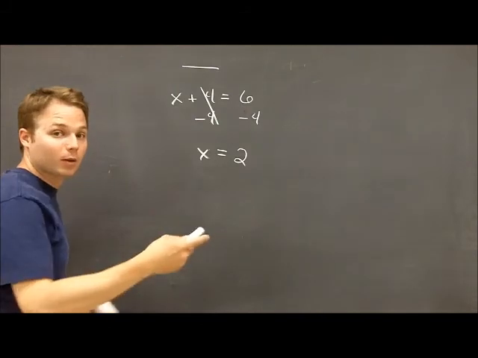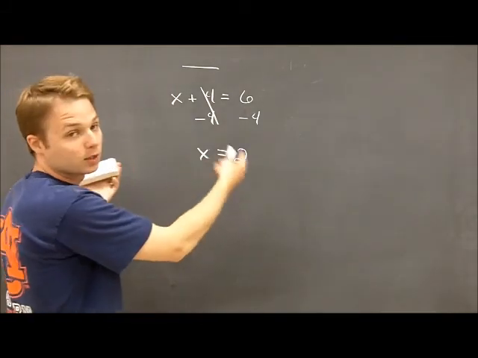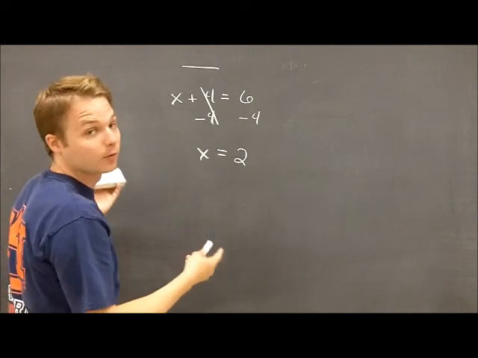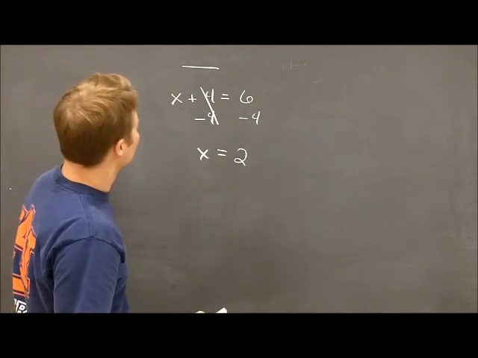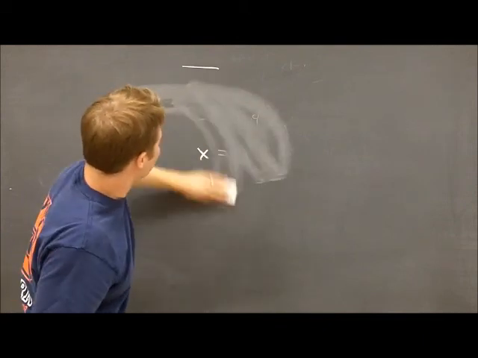So that's the basic idea of what we want to try to do. Try to get the variable by itself: x equals something, z equals something, or whatever variable we're using. So in this case, we ended up subtracting a number to do this.